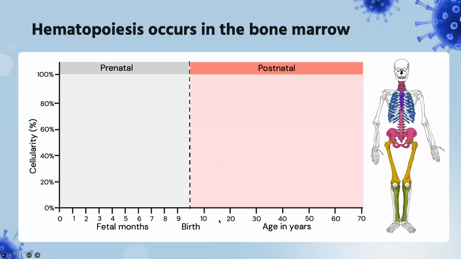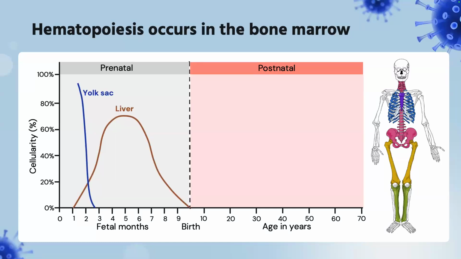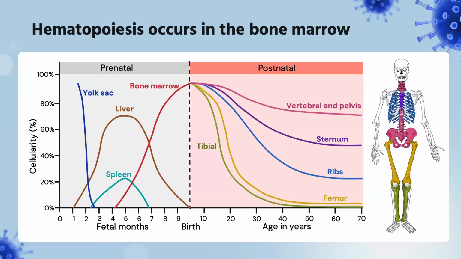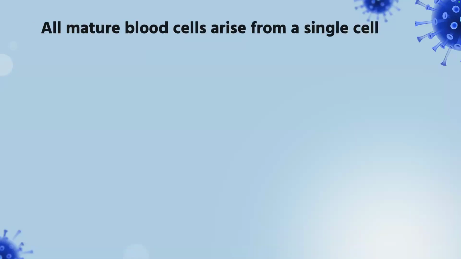The process of hematopoiesis begins before birth, actually, and takes place primarily in the yolk sac and liver before eventually transitioning to the red bone marrow. This happens at around 20 weeks of gestation. Although red bone marrow is found in many bones, hematopoiesis is most active in the vertebra and pelvis, the sternum, and ribs. The reason hematopoiesis occurs in the bone marrow is because this is where the progenitor cells that give rise to all mature blood cells reside.